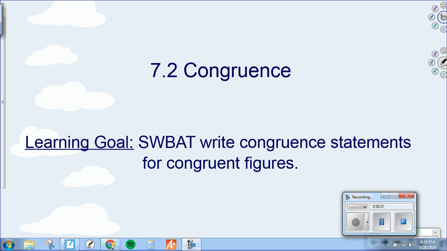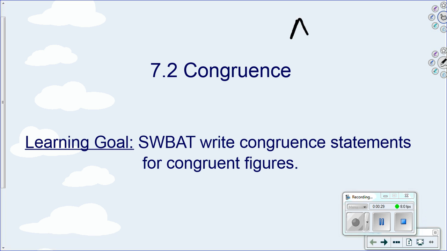To our next lesson in chapter 7. We're going to talk about congruence. Lucky for you all, everything we're going to talk about in this lesson, we've talked about throughout the course of this school year. Okay, have we talked about congruence? Yes. What is congruence? Yeah, things that are equal to each other or the same. Okay, so we have talked about congruence in the past.